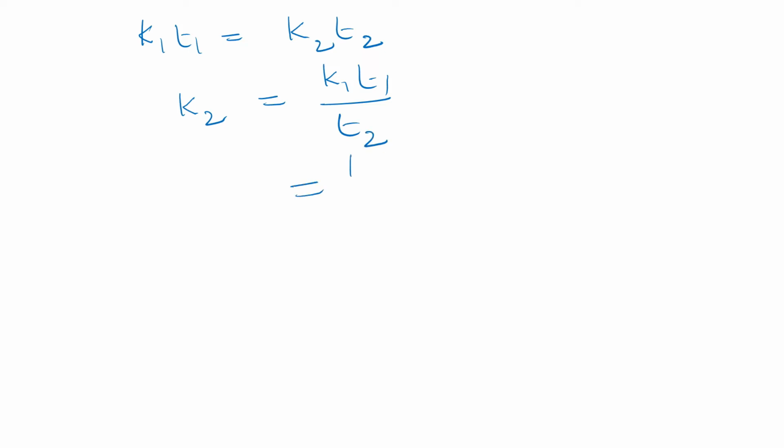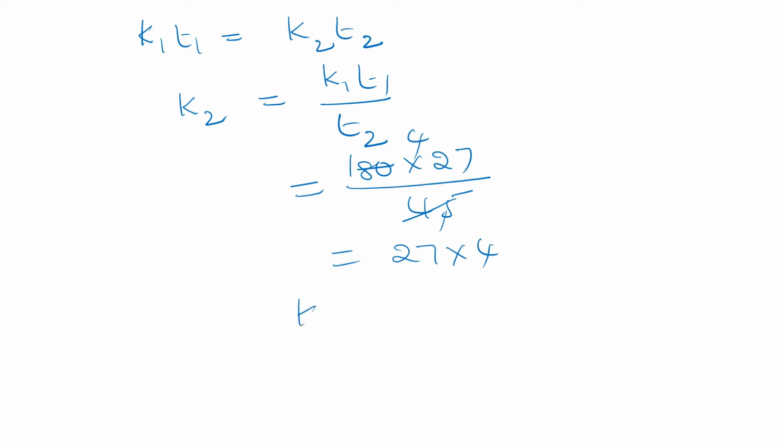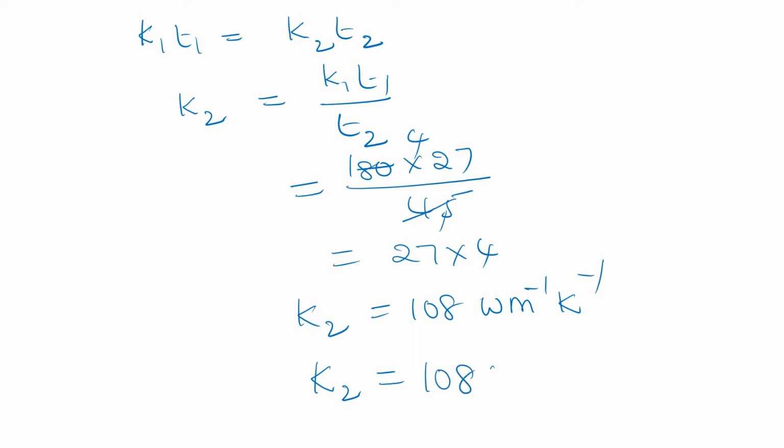Substituting K1, which is 180, into 27 by 45. 45 ones are 45, 45 fours are 27 into 4. So K2 is equal to 108 watt meter inverse Kelvin inverse. This is the thermal conductivity of the second case. Okay. So K2 is equal to 108 watt meter inverse Kelvin inverse. Okay. Next we will go to the next question.